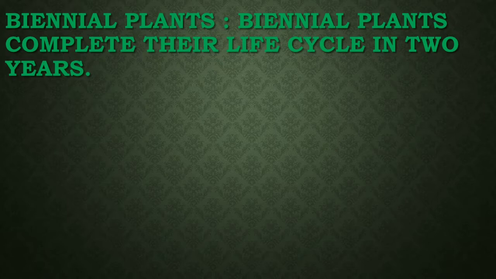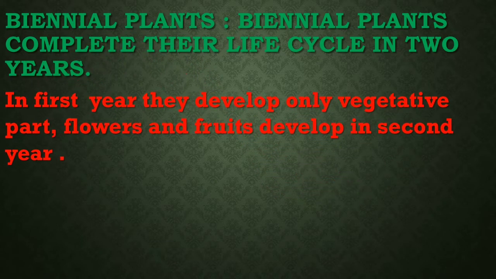Biennial plants complete their life cycle in 2 years. In the first year, they develop only the vegetative part. Flowers and fruits develop in the second year.